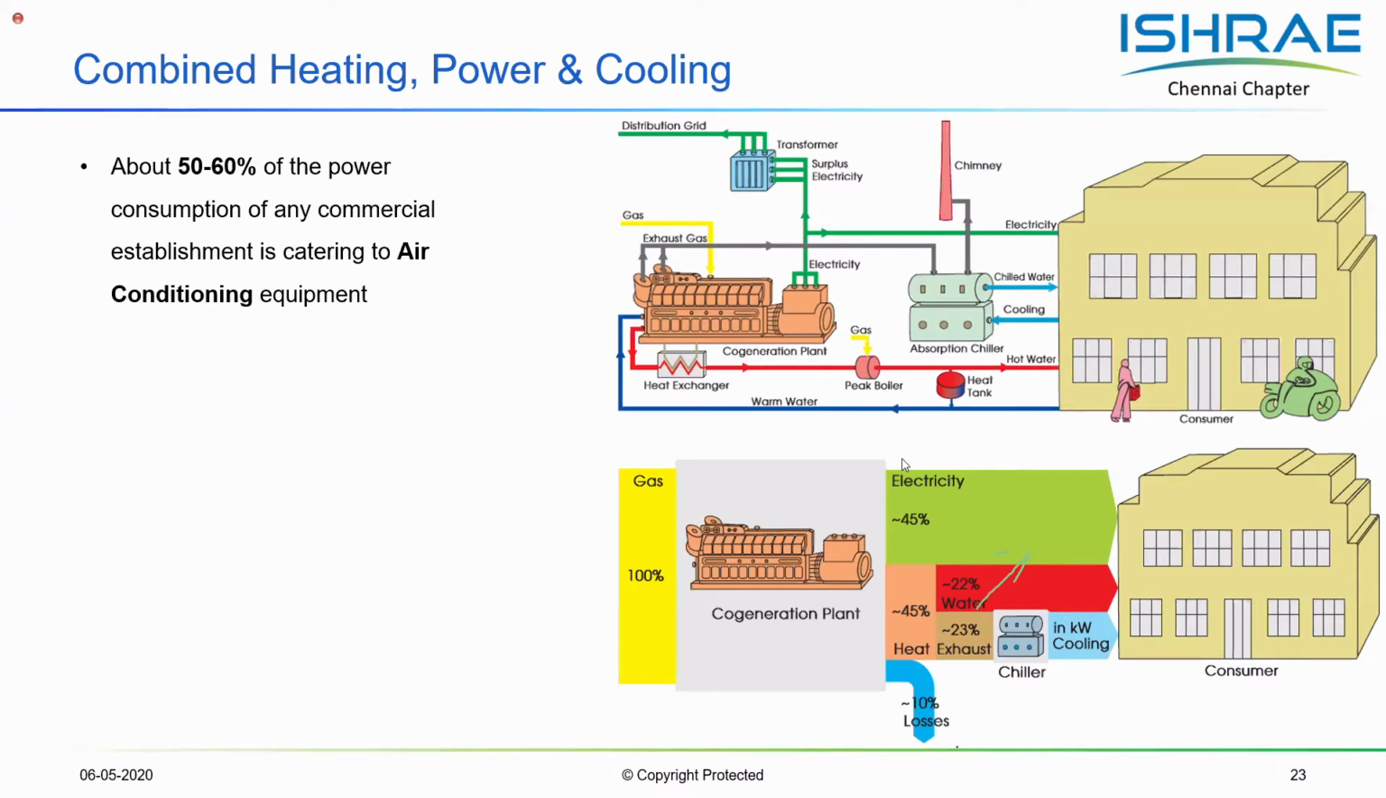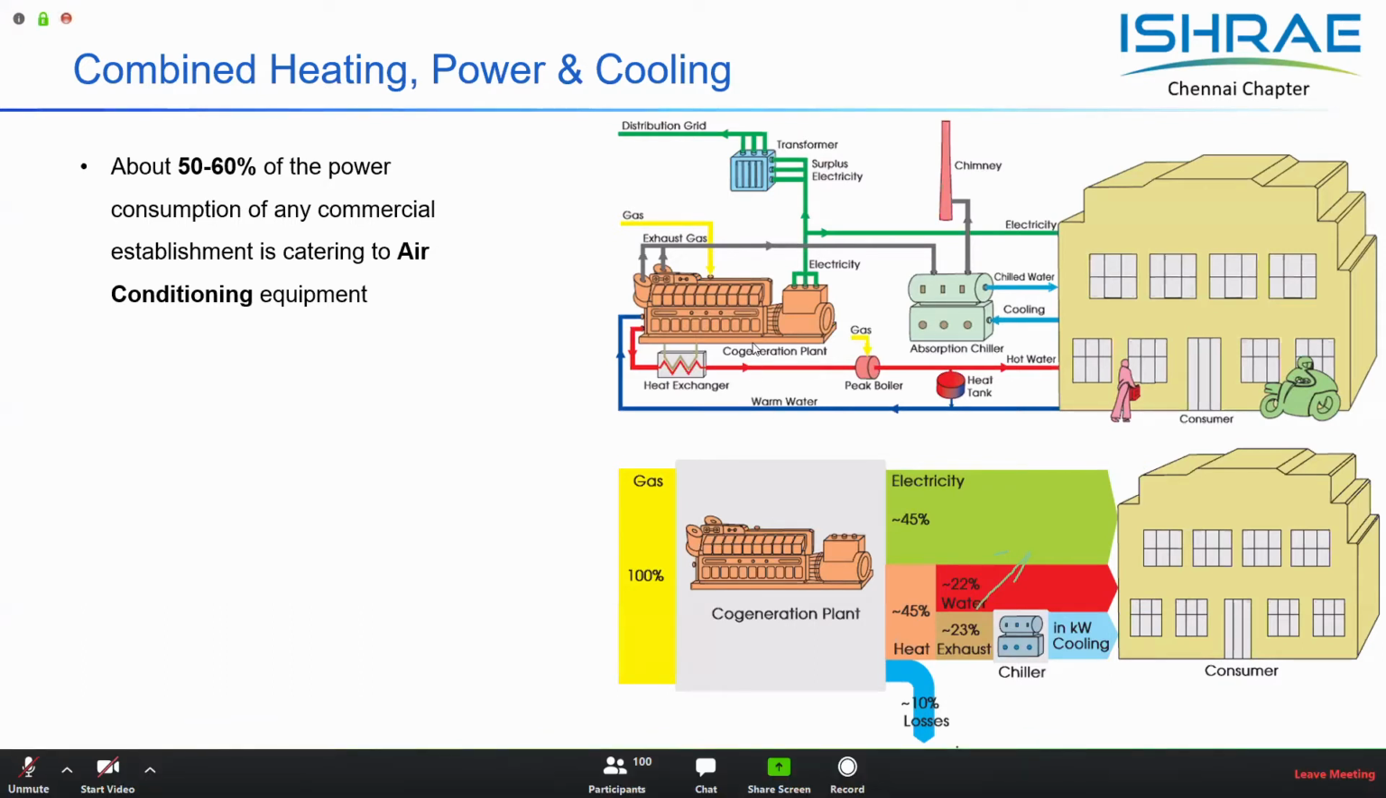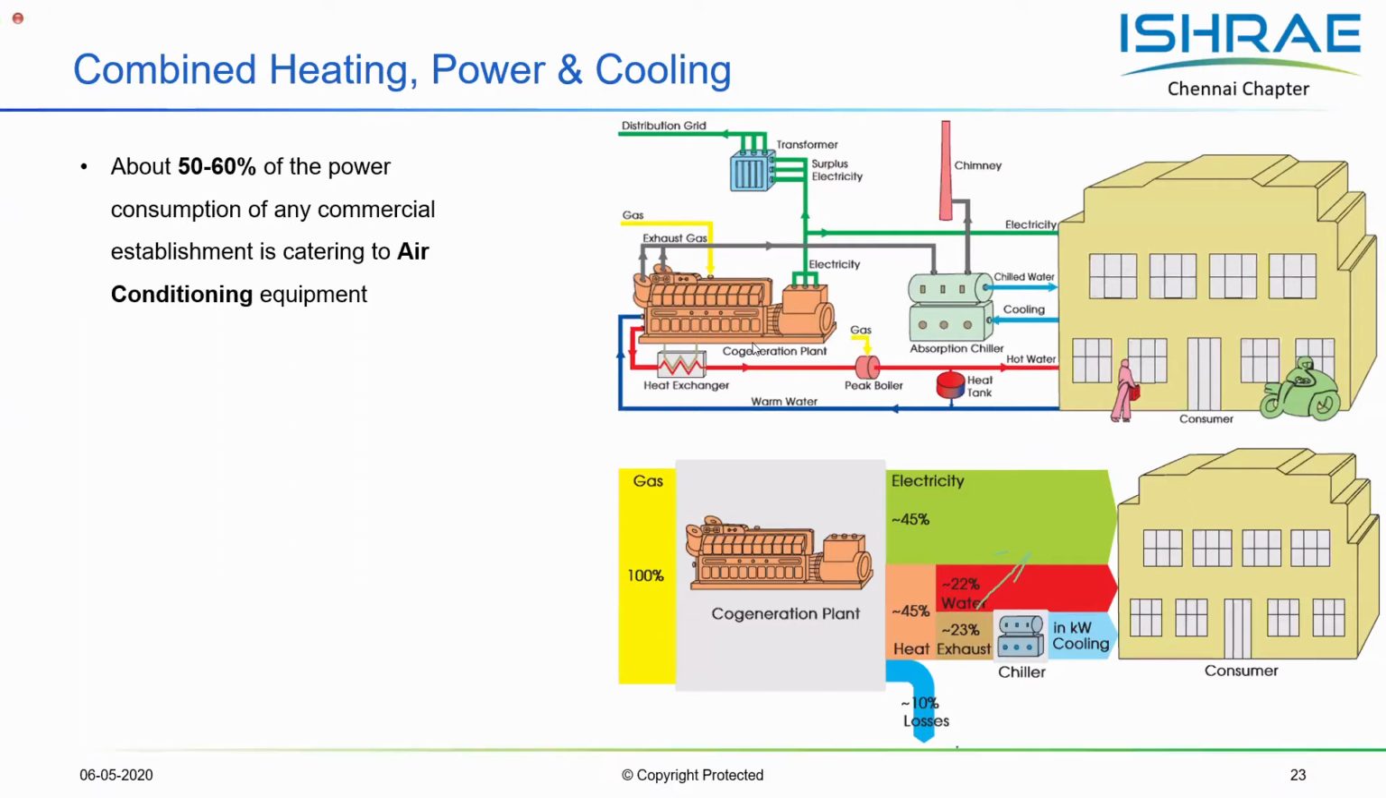So if the heating demand is higher, we can also think of converting part of this heat into steam or hot water, or we can use it entirely for running the absorption unit to deliver the cooling. So there is a lot of flexibility in this kind of system, where based on your power, cooling and heating requirements, you can balance the load.